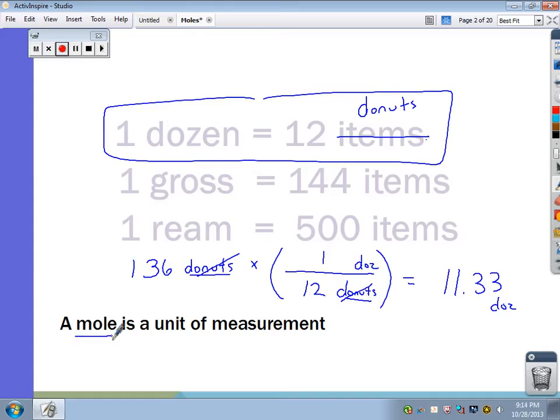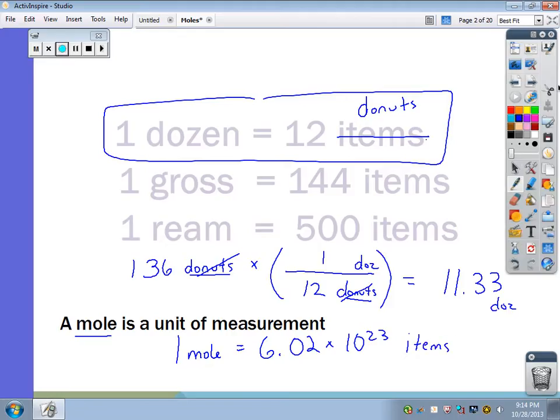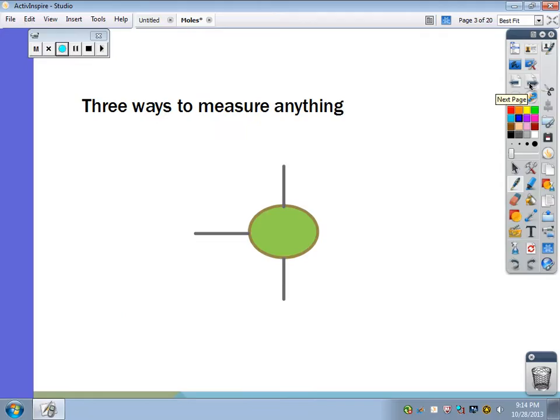Well, a mole is a unit of measurement. 1 mole is equal to 6.02 times 10 to the 23rd items. That's a lot of items. Well, in chemistry, we're going to be using things like molecules and ions, so we need to have a huge number to make all small particles manageable.